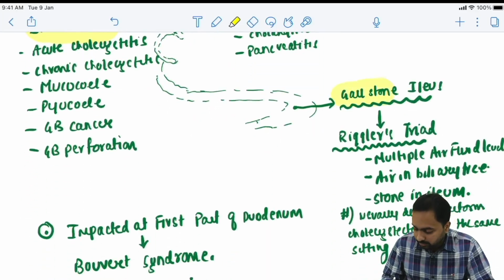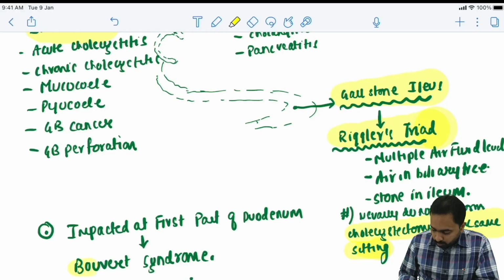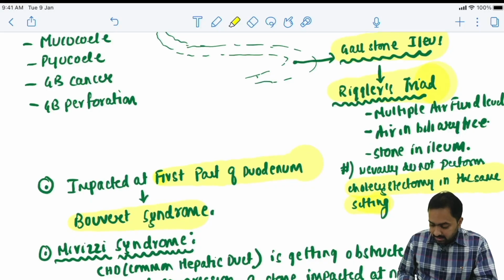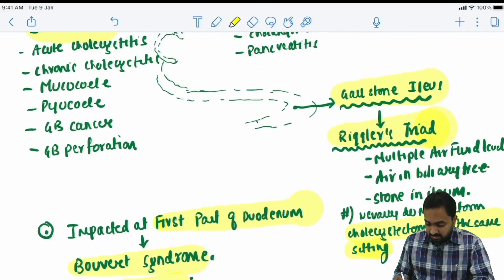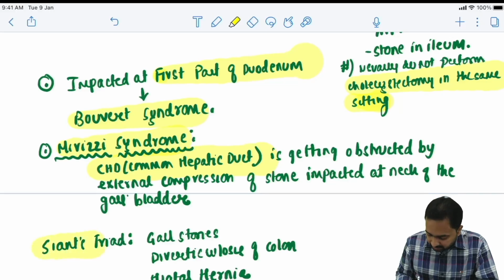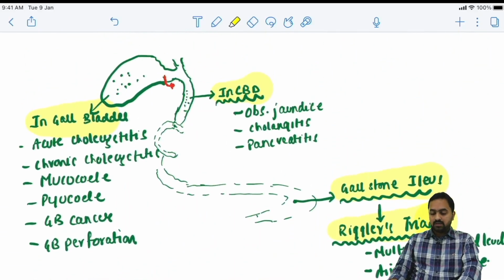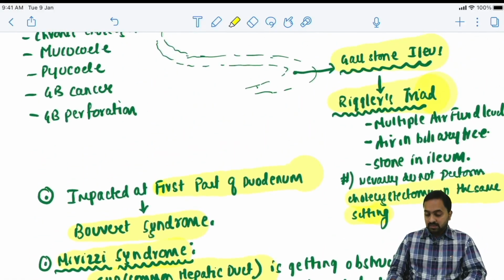Then we read about gallstone ileus, Rigler's triad. We do not perform cholecystectomy in the same setting. Then Bouveret syndrome, where the gallstone gets impacted at the first part of the duodenum. Mirizzi syndrome, where there is compression of the common hepatic duct, which eventually leads to obstructive jaundice. Then you have Saint's triad, which consists of gallstones, diverticulosis of the colon, and hiatal hernia. Right, so that is all from gallstones.